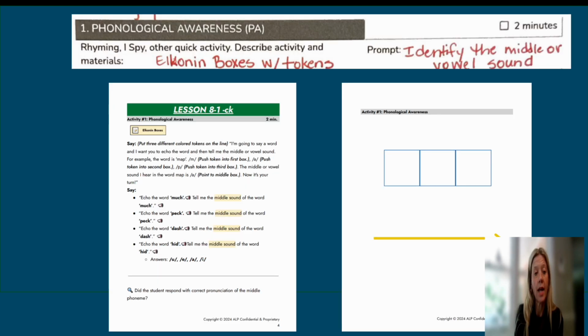So starting with activity 1, phonological awareness. You're going to complete a phonological awareness task with the standard lesson. The really neat part is the standard lesson uses the Elkonin boxes with tokens. It's a multisensory activity, and the skills are very systematically taught. They begin at simple tasks and build to much more complex phonological awareness tasks. And I have found these to be excellent activities with the kids I've been teaching.